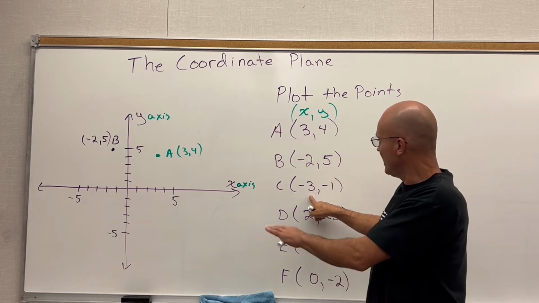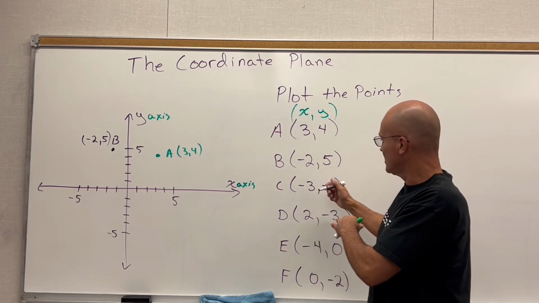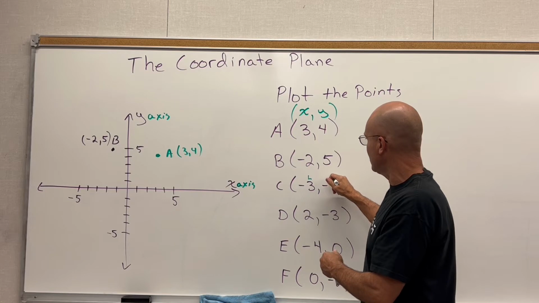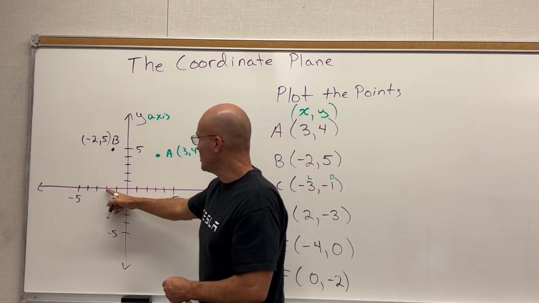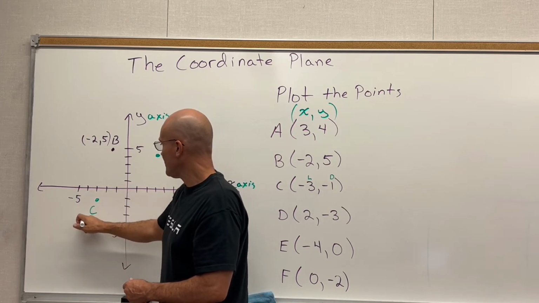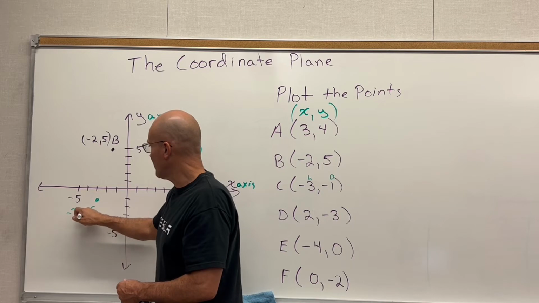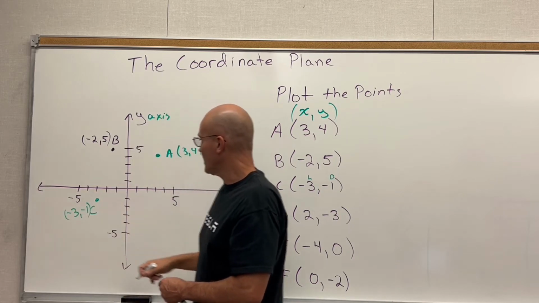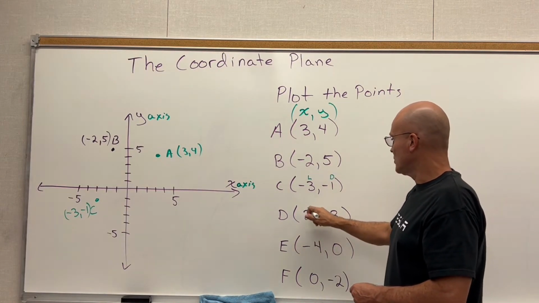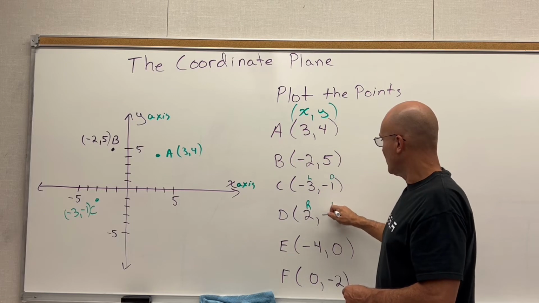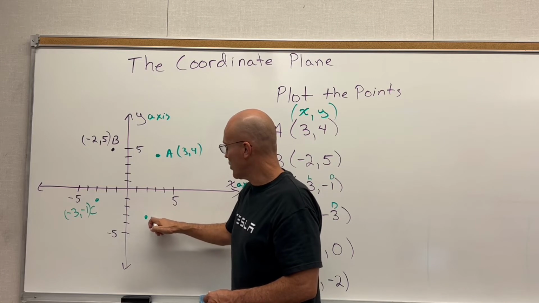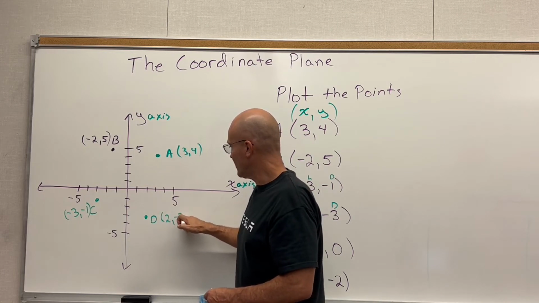C, we're going to go to the left and we're going to go down. So sometimes I'll do this to help the kids out. This guy means go to the left and this guy means go down. So left 3, 1, 2, 3, and down 1. And that's where point C is located at the point negative 3, negative 1. All right. Letter D, the point D is 2 to the right and 3 down. 2 to the right, 3 down would put us right about here. And that's where point D is located at, 2, negative 3.